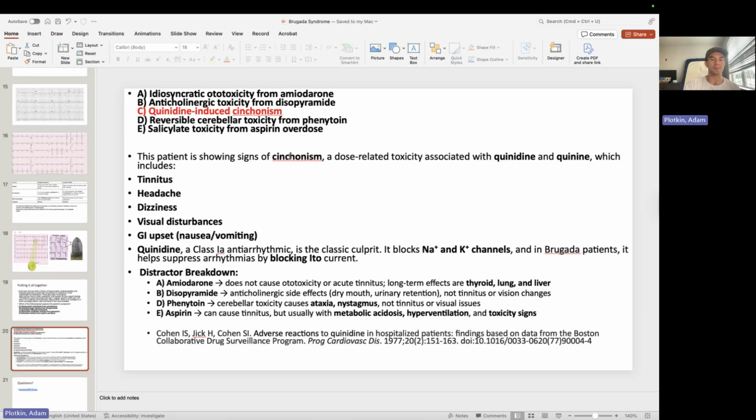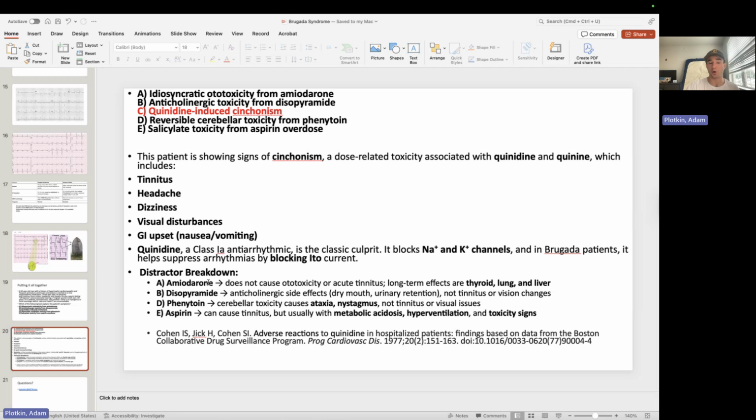All right, so this is going to be, I can't even say it, cinchonism, okay? It's a dose-related toxicity associated with quinidine and quinine, which includes tinnitus, headache, dizziness, visual disturbance, GI upset, okay? I want you to really jam this into your mind. This shows up on STEP a lot. So cinchonism: tinnitus, headache, dizziness, visual disturbances, GI upset after quinidine or quinine. It's a class 1 antiarrhythmic. It's a classic culprit, right? It blocks sodium and potassium channels. And in Brugada patients, it helps suppress the arrhythmias by blocking the Ito current.